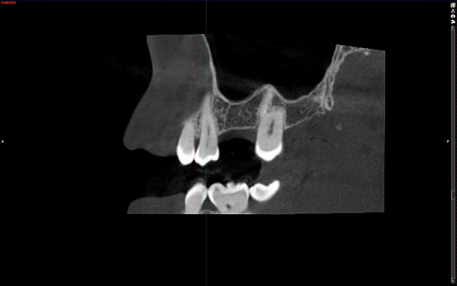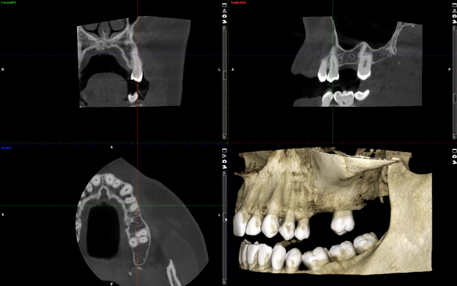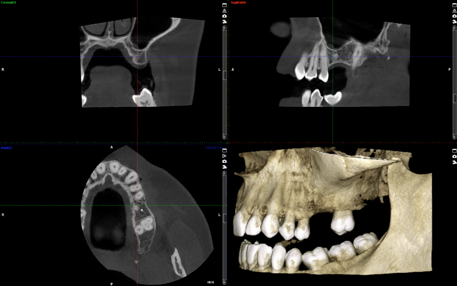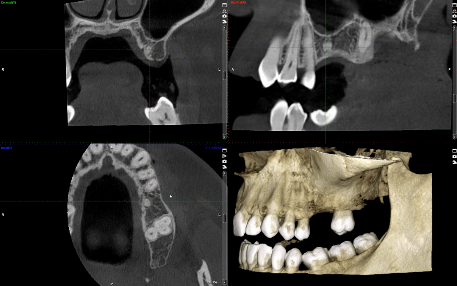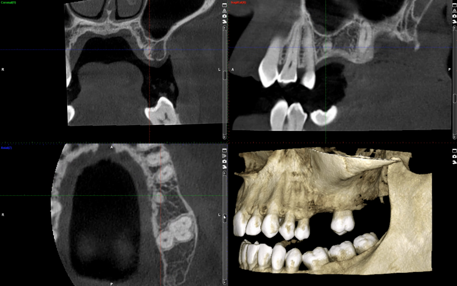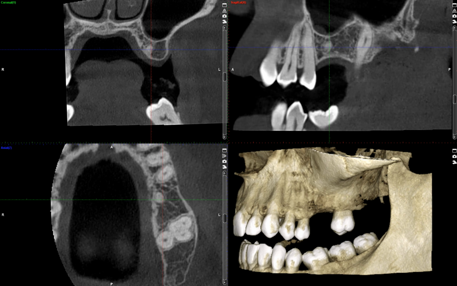I hope you all saw it by now. If you didn't, I'm going to put my crosshair right to the side of interest. Okay, so what is this radiopacity? There's an amorphous radiopacity at the site of number 14. Now let me remove the crosshair.